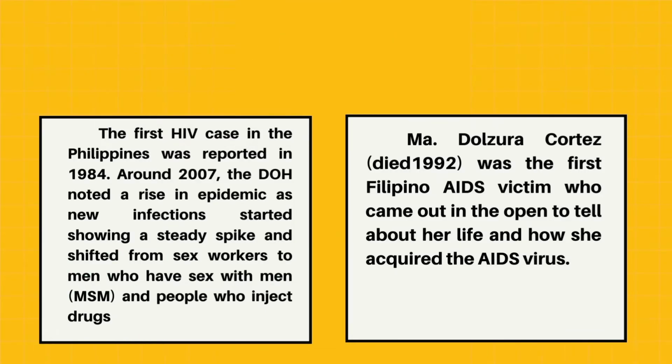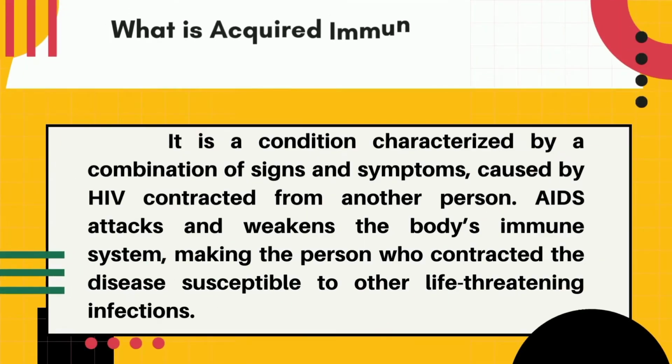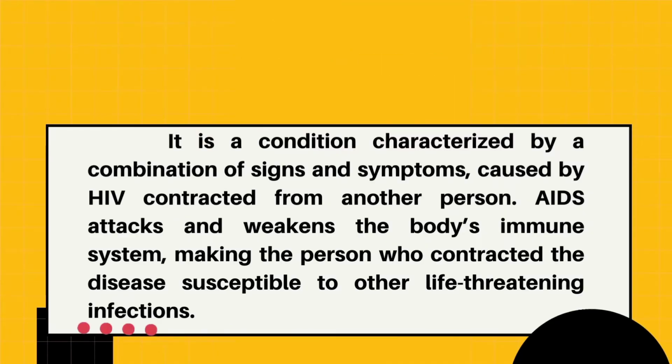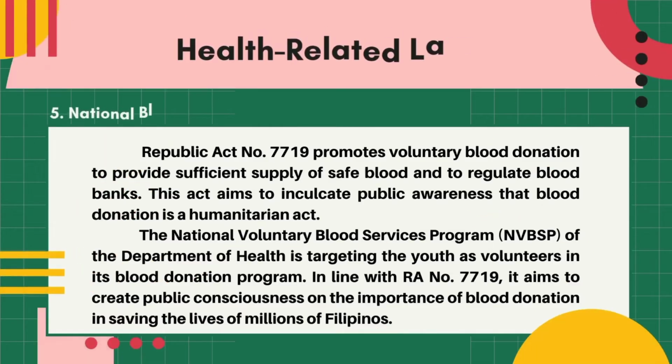Talking about AIDS, what is acquired immune deficiency syndrome? It is a condition characterized by a combination of signs and symptoms caused by HIV contracted from another person. AIDS attacks and weakens the body's immune system, making the person who contracted the disease susceptible to other life-threatening infections. And that is all for HIV and AIDS.